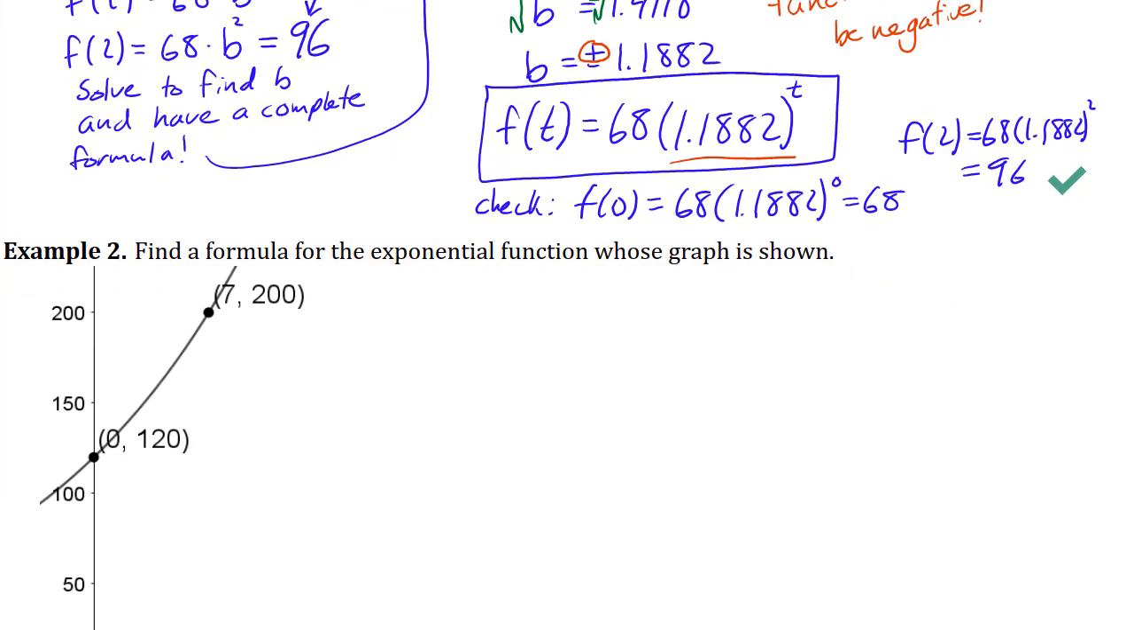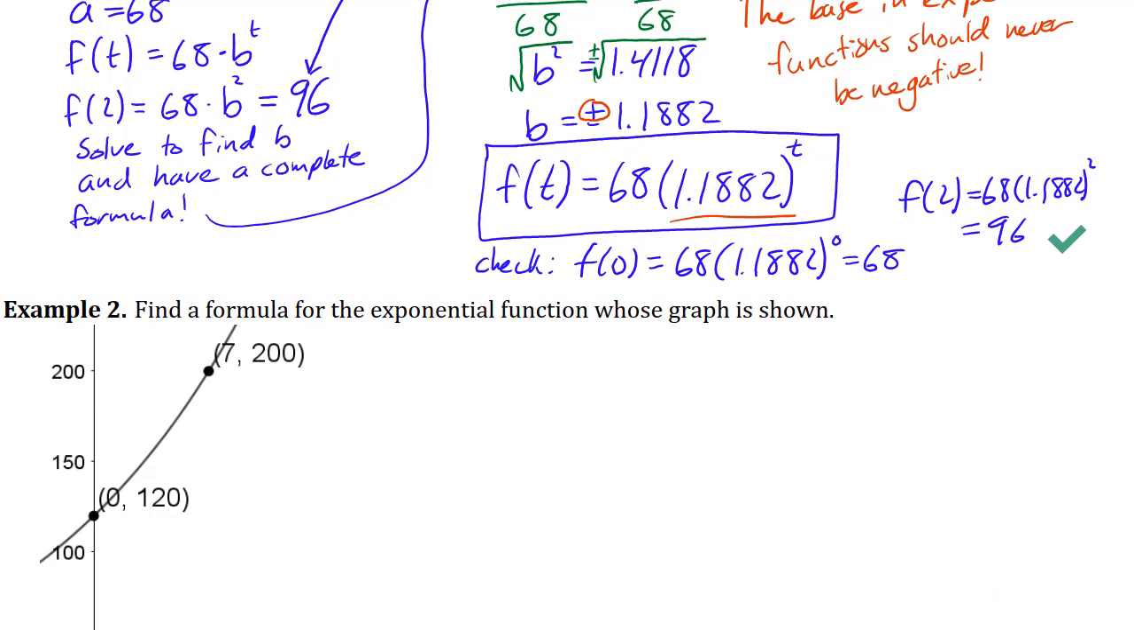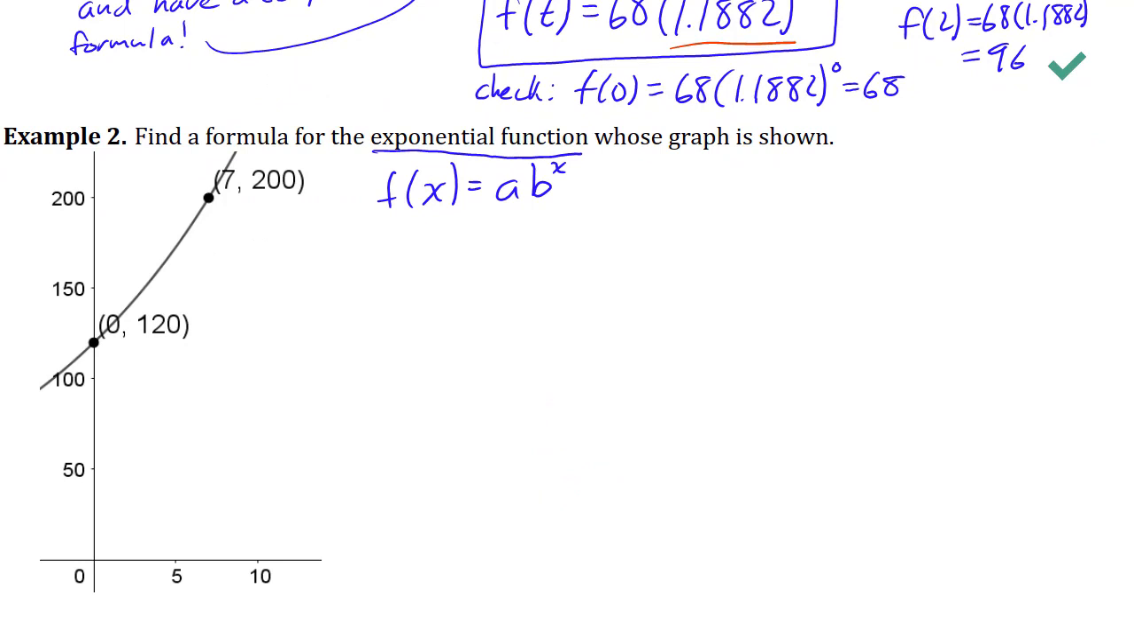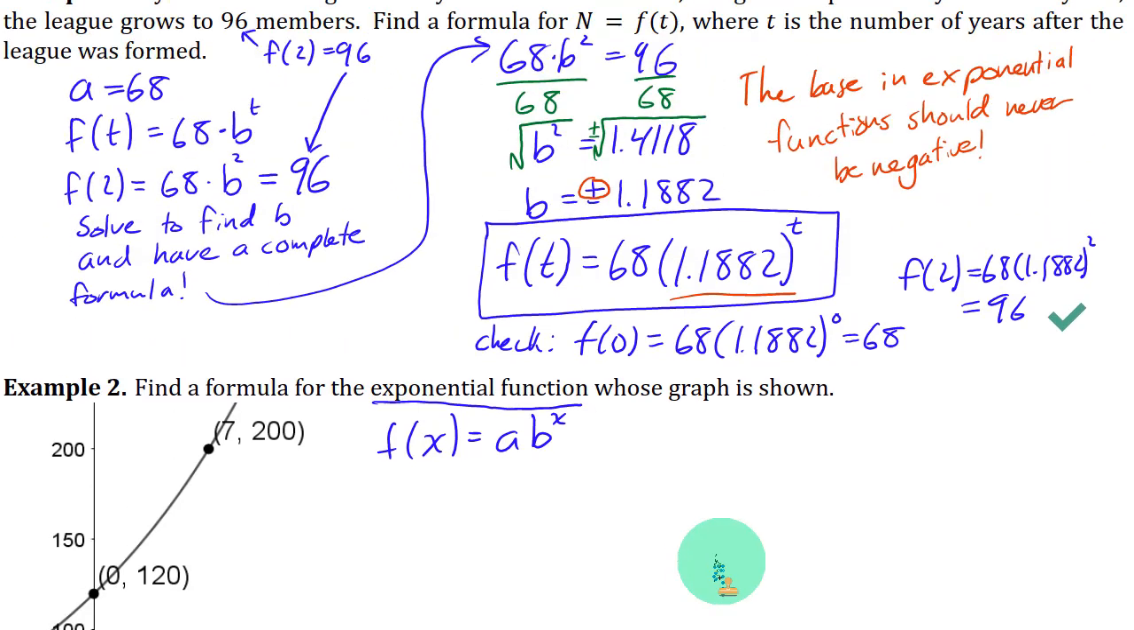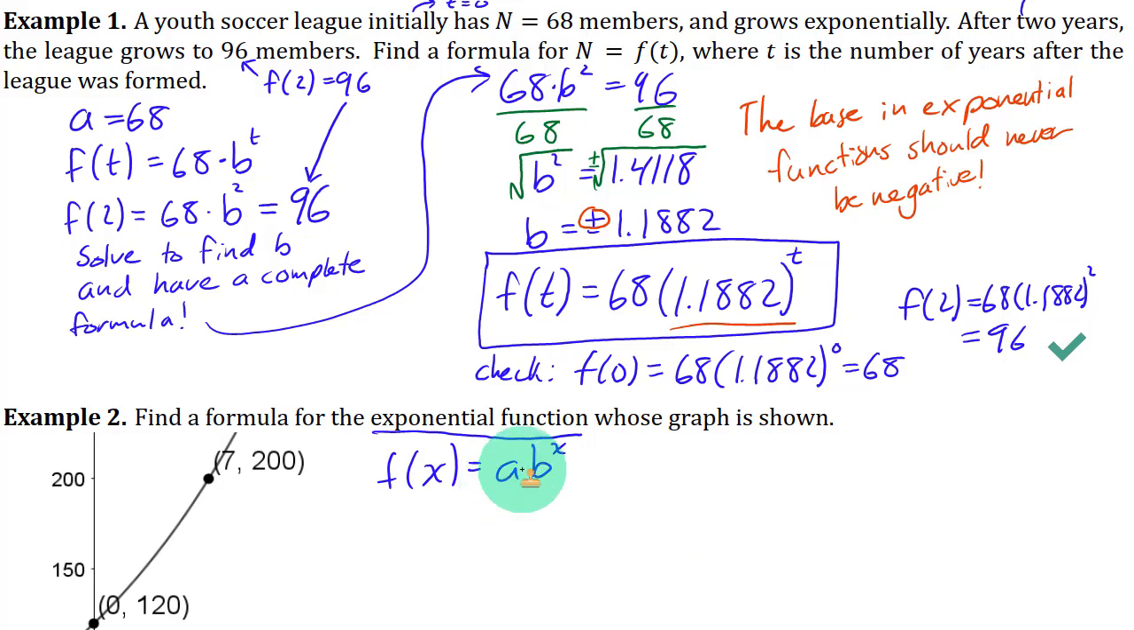All right, let's look at example 2 next. We want to find a formula for the exponential function whose graph is shown. So if it's given that it's an exponential function, it means it's going to be something like f of x equals a times b to the x. And I'm just using x instead of t because I guess I have a graph here where it's sort of normal to call this the x-axis. But if you want to call this the t-axis, that's okay too. Either way is fine. But I'm just using this one because this is kind of the simplest version.